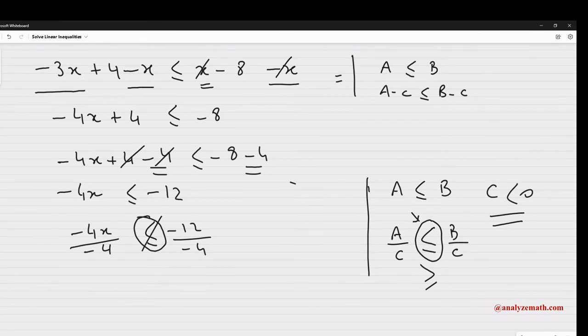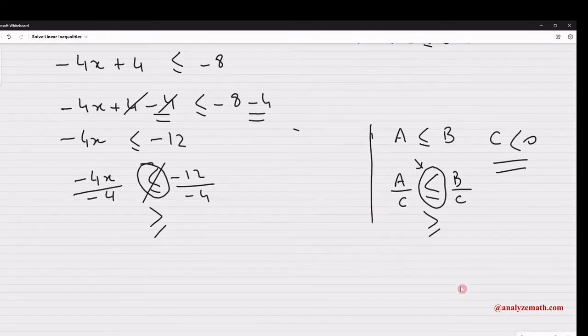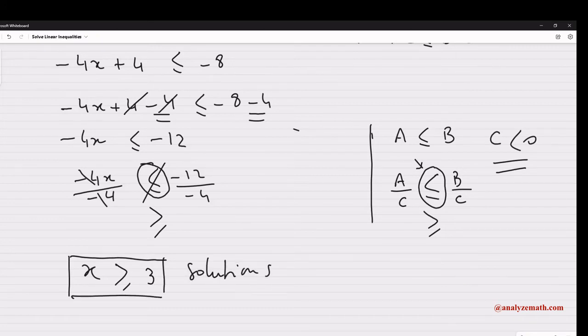So we go here and we change this symbol, we revert it. Very important. This is one of the mistakes a student commits. So remember this very well. Now minus 4 and minus 4 gives me 1x, it's x. Greater than or equal, negative 12 over negative 4 gives me 3. And this is the solution set in inequality form.